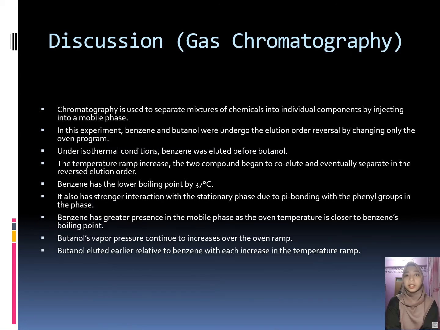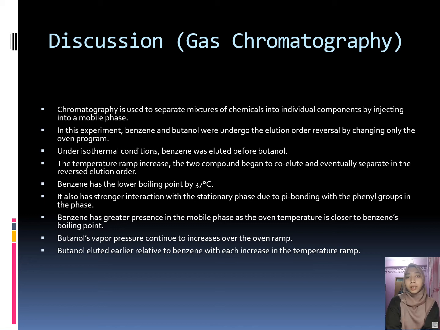Next, I will share the discussion about the two experiments that have been done. The first experiment is about gas chromatography. Chromatography is used to separate a mixture of chemicals into individual components. Once it is isolated, the component can be evaluated individually.